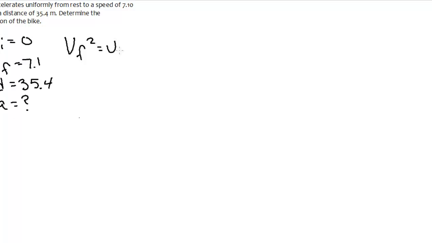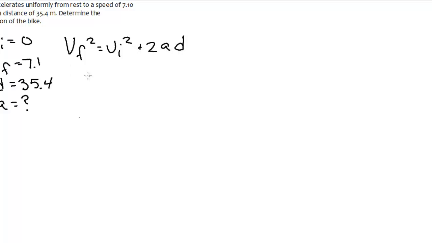So a bike accelerates uniformly from rest. So we see that from rest, we know that VI is going to be 0. It's accelerating to a speed of 7.1, so we know that's going to be our VF. And it's over a distance of 35.4, so that's our D. It's asking us to find the acceleration, so that is our unknown. So we need to look: do we have an equation that deals with these four variables? And we most certainly do. That's our VF squared equals VI squared plus 2AD.